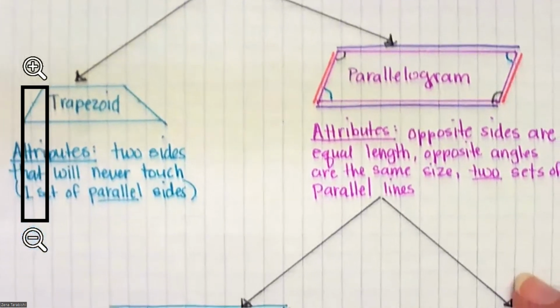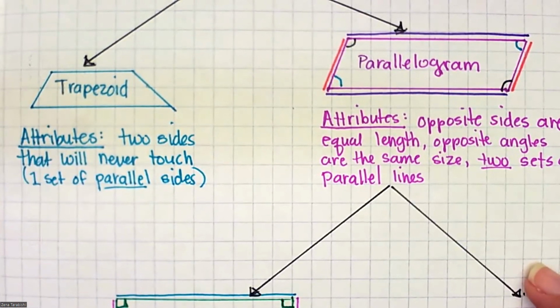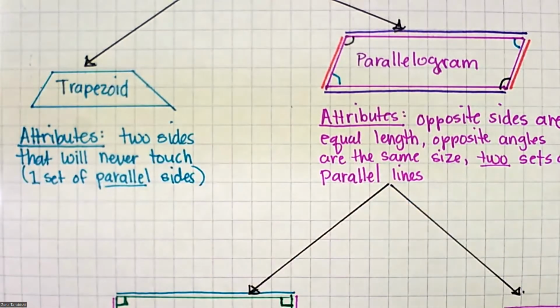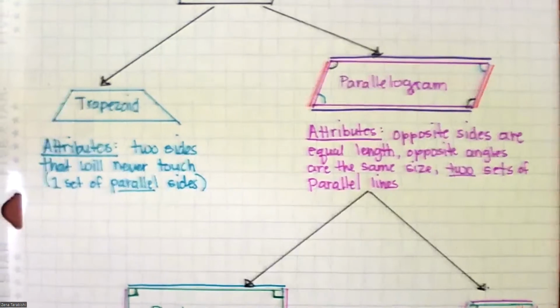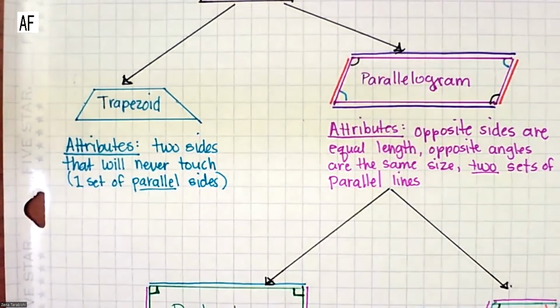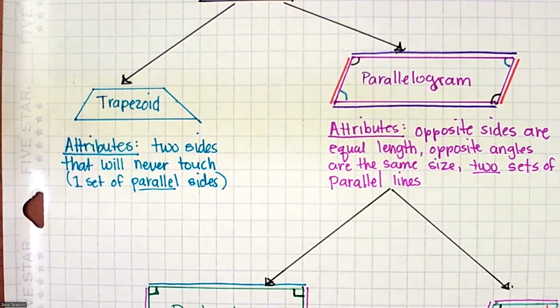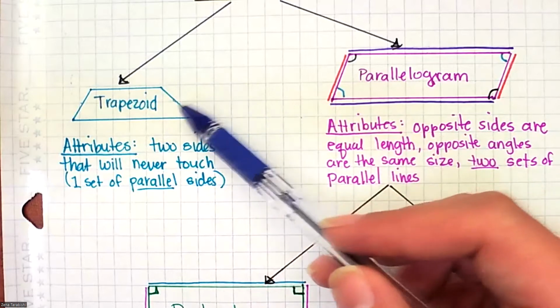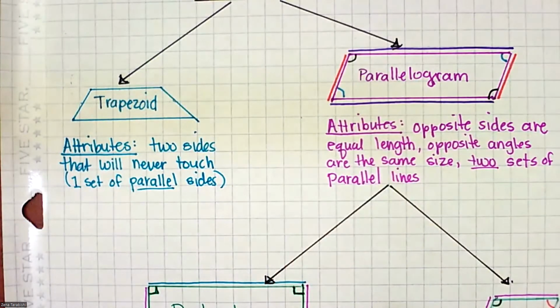Now, a trapezoid has two sides that will never touch. So it has one set of parallel sides. So the top and bottom here are not ever going to touch each other, but the sides will. If those lines continue on, the sides will eventually touch each other. So if you take a look at it, this side continues on up and this side continues on up, they're going to cross over each other.